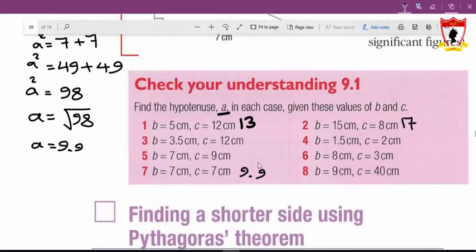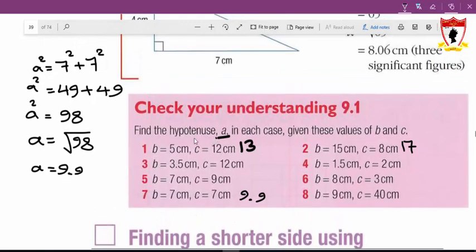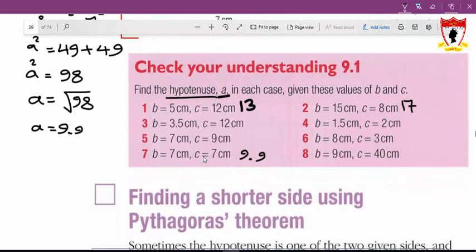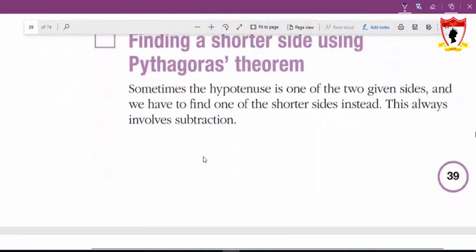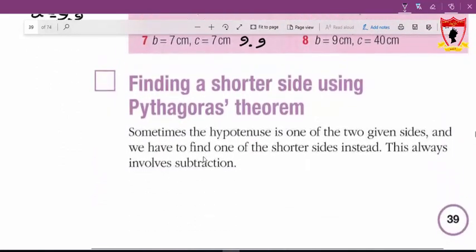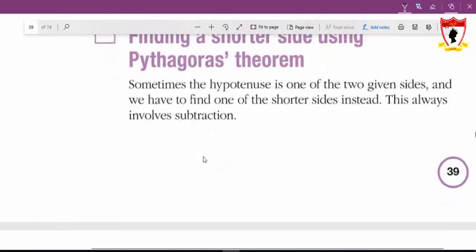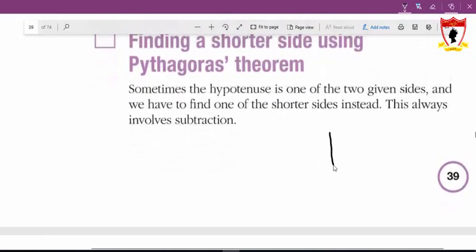These exercises were about the missing hypotenuse. But what if we have one of the shorter sides missing? When we have something like this, let's say in this triangle, the side is 6, the side is 2, the side is missing. How can we get benefit from the Pythagoras? Since we have a right angle, Pythagoras is applicable.